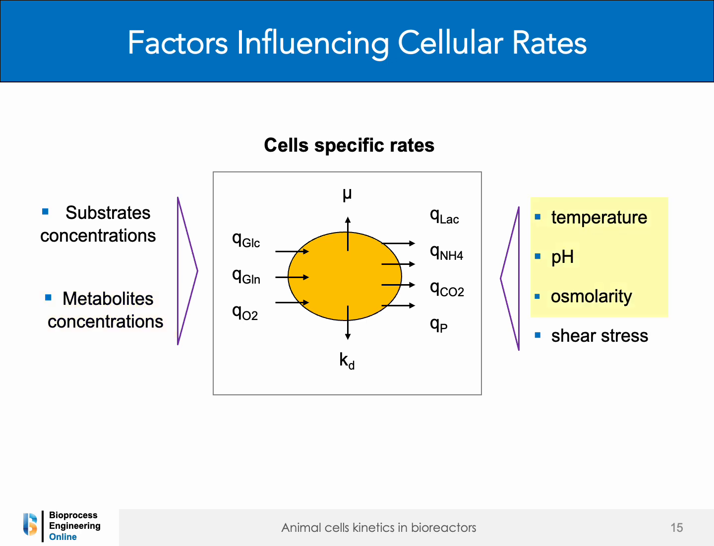Specific rates are also influenced by physicochemical conditions, such as temperature, pH, and osmolarity. Finally, cells may experience physical stresses, for example, those generated by agitation in the bioreactor, or by the formation and bursting of air bubbles. All of these factors interact to determine the physiological state of the cells, and consequently, their kinetic behavior.